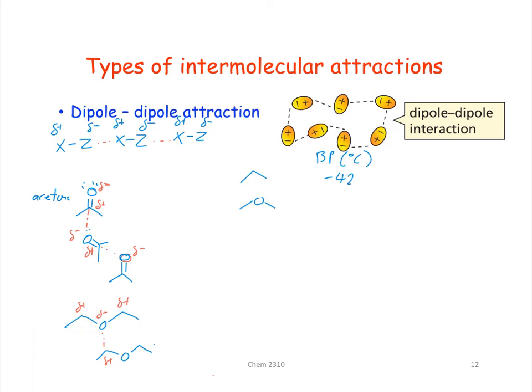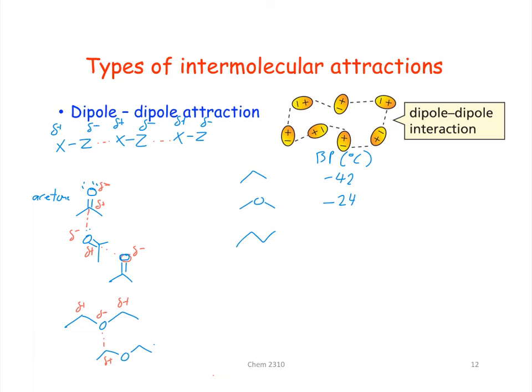All right, so we have some polar bonds here. The boiling point of dimethyl ether is minus 24. Notice that the boiling point is still very low, but it's gone up from the alkane, so there's stronger intermolecular forces. Okay, let's go up to the next size.